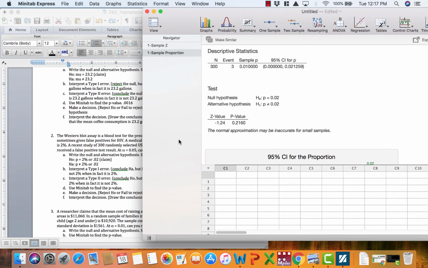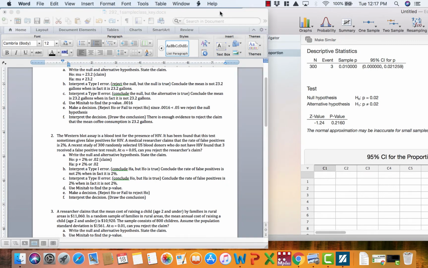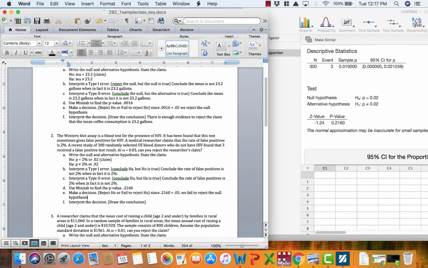All right, and we see that we get a p-value. Let me move Minitab over just a little bit. All right, we get a p-value of 0.2160. All right, and so what decision are we going to make based on this p-value? We say since 0.2160 is greater than our alpha of 0.05, we fail to reject the null hypothesis.